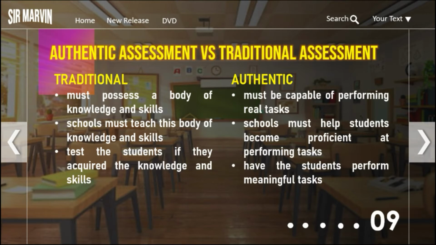Okay, so next one sa traditional, test the students if they acquired the knowledge and skills. Dito naman kasi sa traditional, makikita natin or madedetermine natin if natuto si student sa pamamagitan ng pagbibigay ng mga test. Okay, ng mga written test. Okay? Sa authentic naman, have the students perform meaningful tasks. So, doon naman natin madedetermine kung na-apply talaga nila or nalaman nila or may natutunan sila dun sa tinuro ni teacher.